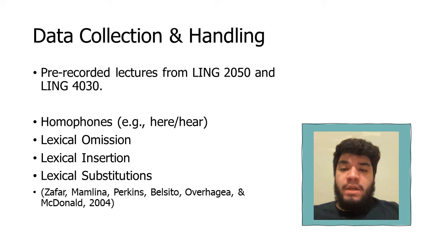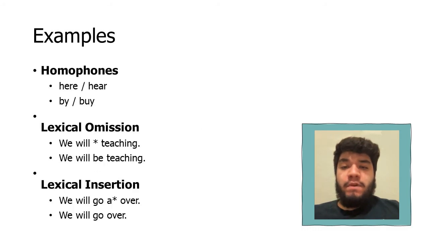While I plan to review my data from many angles, I am first going to classify the errors I find with this classification system: homophones, lexical omissions, lexical insertion, and lexical substitutions, which should account for a large portion of the errors that I find. Here are some examples of the types of errors we will likely find in the data.